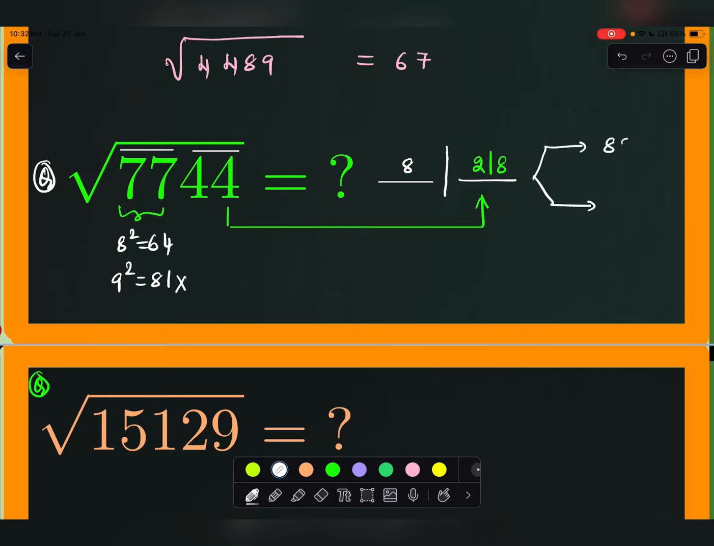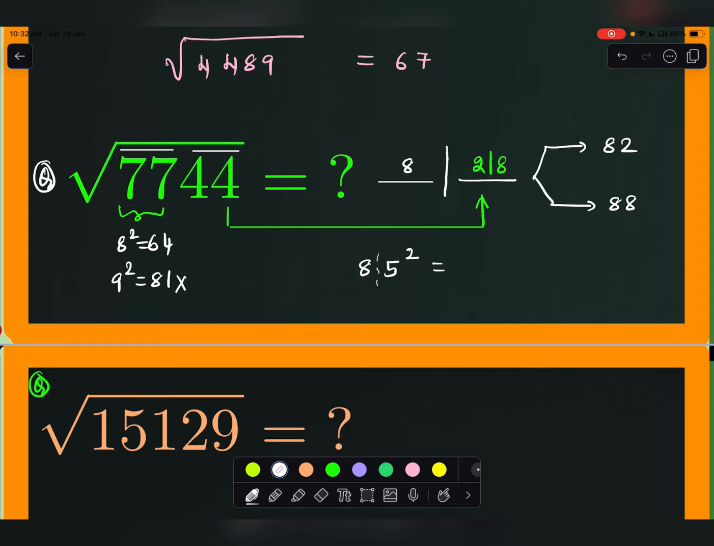So 82 or 88, no? 82 is one possibility, 88 is one possibility, right? How to eliminate one and take the square of a number which lies between 82 and 88? We know that 85 is the best choice. 85 is the best thing.